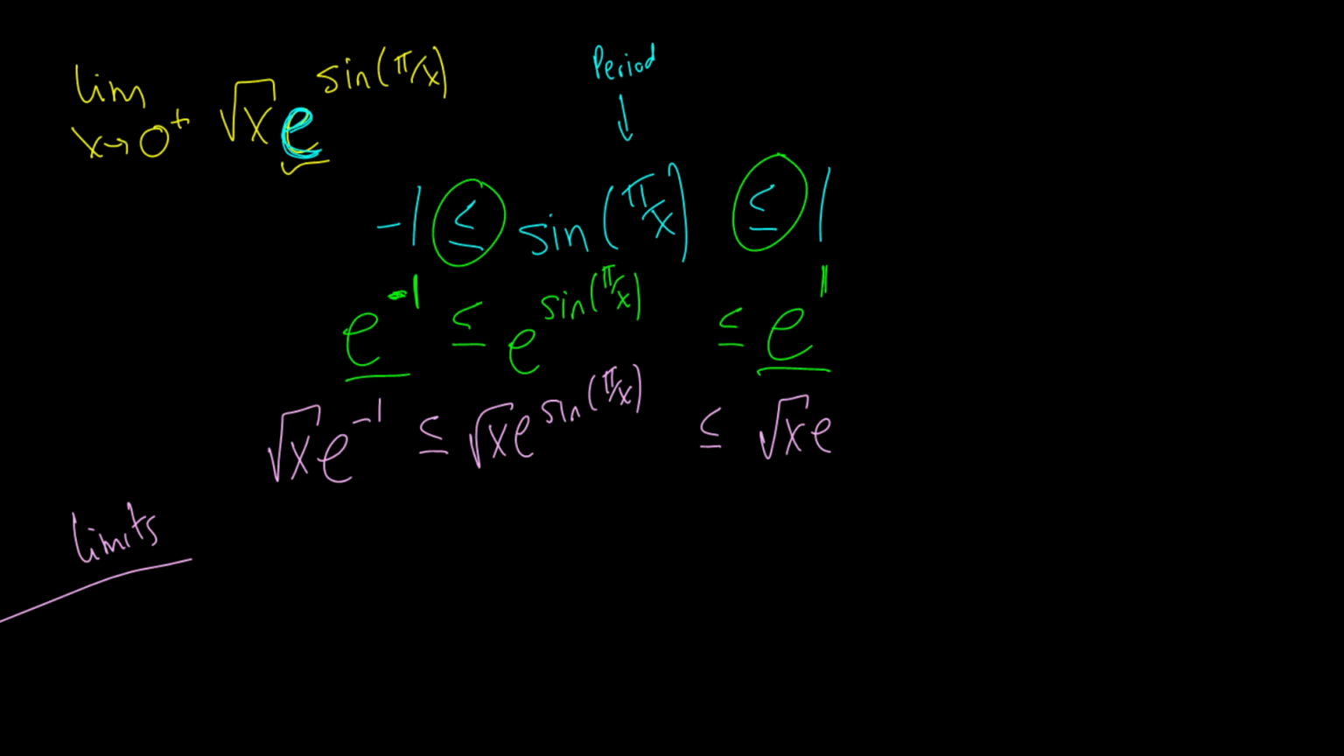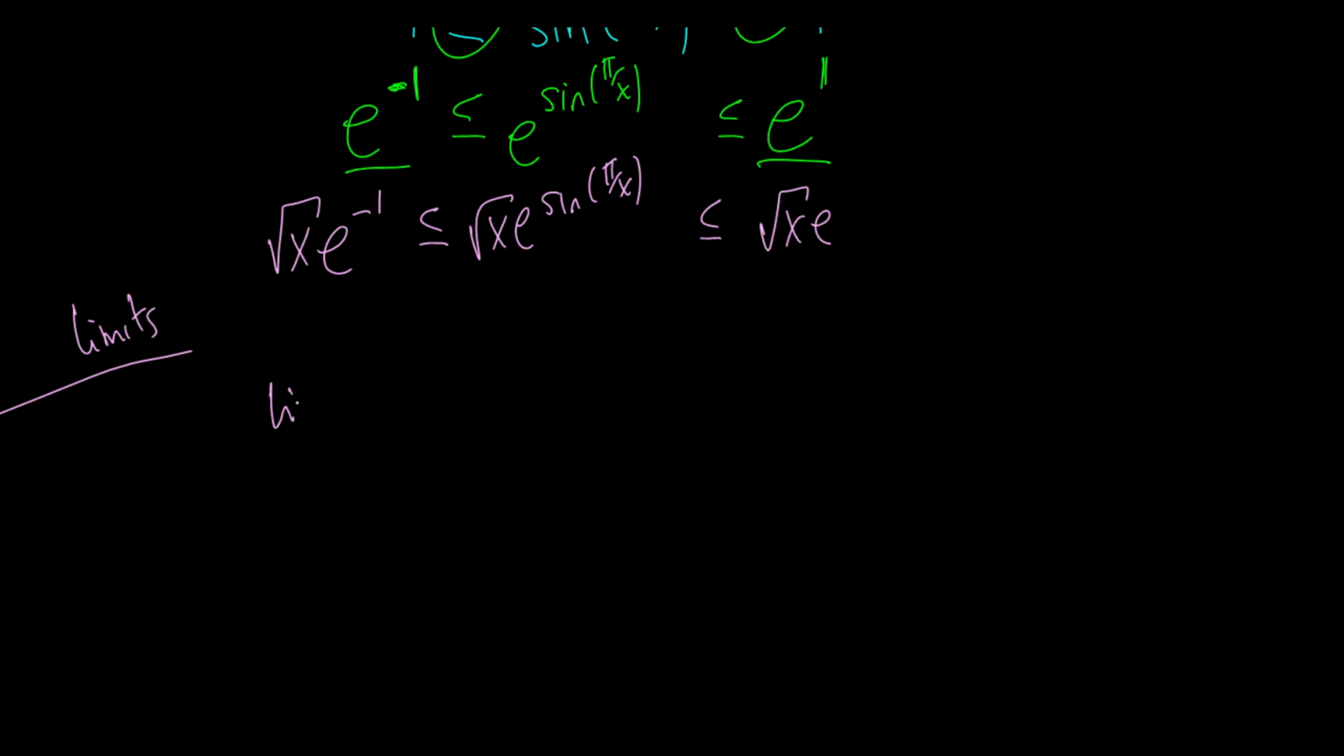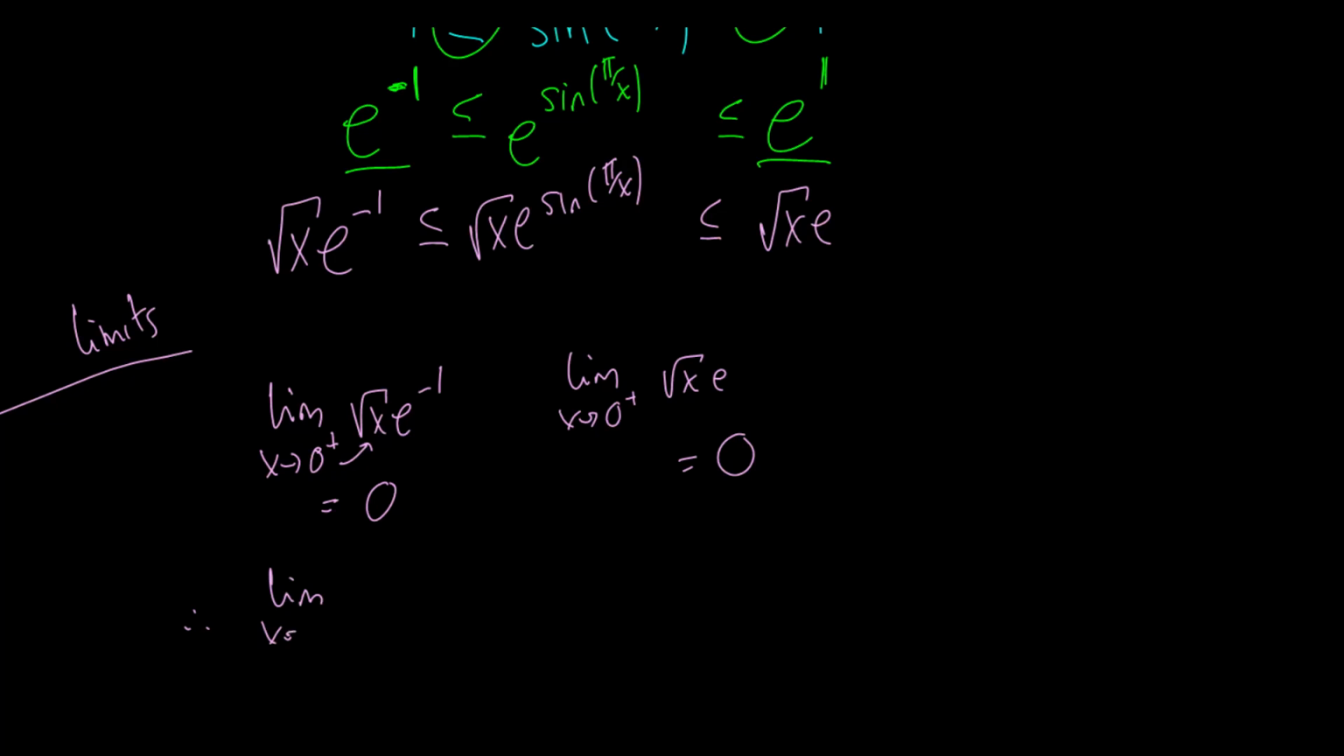Okay, so I will do this separately, just so I don't confuse anyone. The limit as x goes to 0 from the right of the square root of x times e to the -1, well, the square root of 0 is 0, so that's 0. Okay, cool. And we'll take the limit as x goes to 0 from the right of the square root of x times e, which again is equal to 0. Therefore, the limit as x goes to 0 of the square root of x times e to the sine of pi over x is also going to be equal to 0.